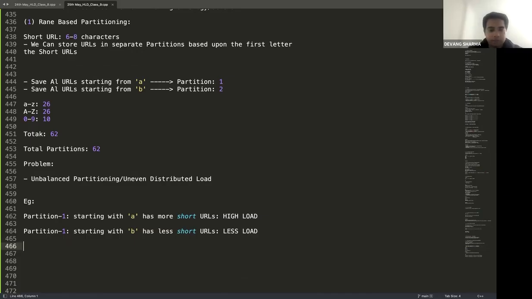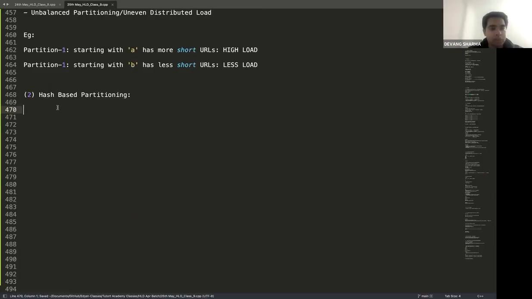What can be the other strategy? Let's talk about hash-based strategy. Yeah, I know I'm out of time, but let's see. Anyway, it will not be finished today. There are a few more things I want to talk about.